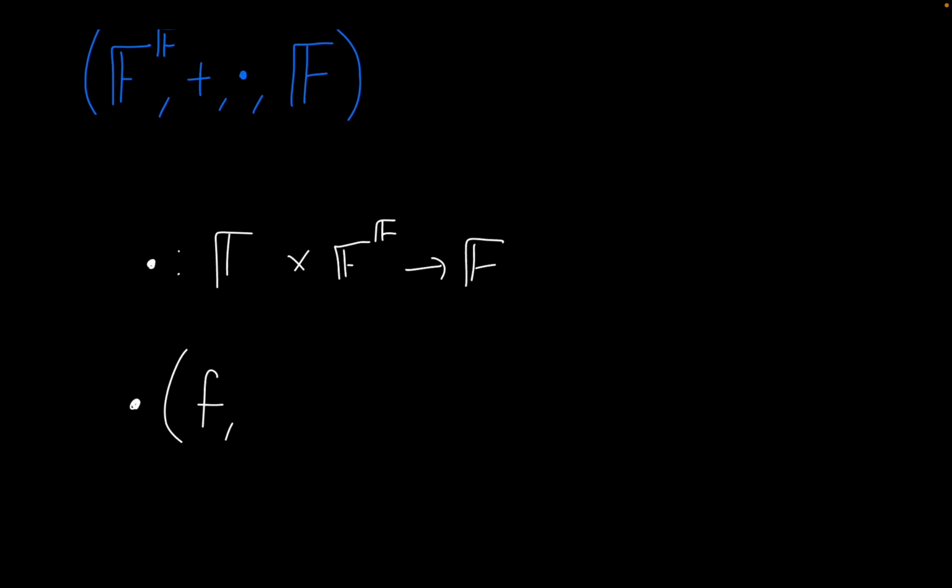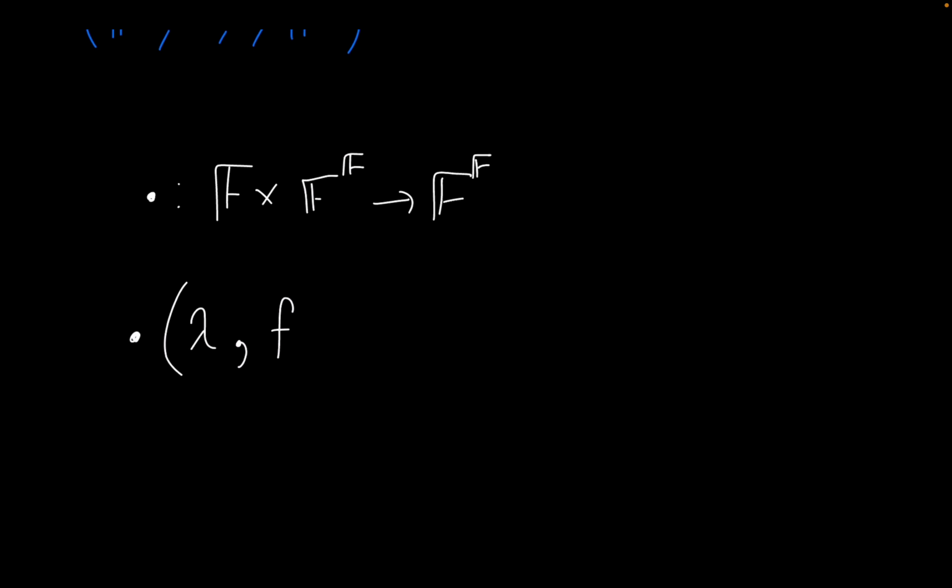So F cross F to the F, it is going to take as input an ordered pair of a scalar lambda and a vector, well, technically a vector, but a function here. I say technically a vector because, as we're going to soon see, F to the F is indeed a vector space. And so every function from F to F is technically also a vector. So we're going to associate with every ordered pair a second function g, which is also from F to F, and we're going to write this as lambda f.